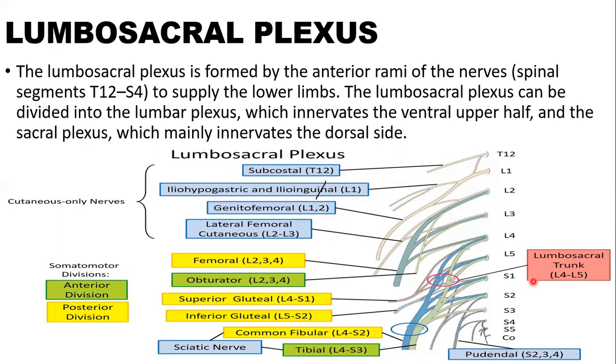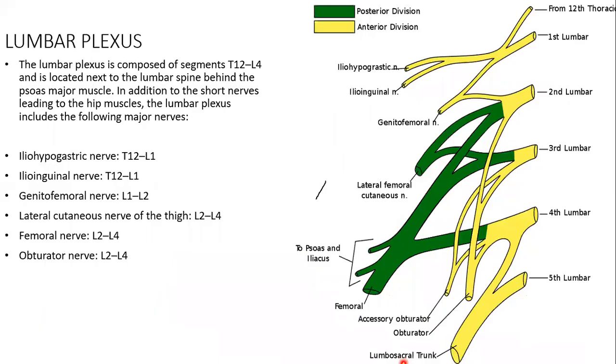So basically, that is the lumbosacral plexus, formed by two parts. You have the lumbar plexus up to the obturator nerve, and you have the sacral plexus from the superior gluteal going down. So let me begin with the lumbar plexus.